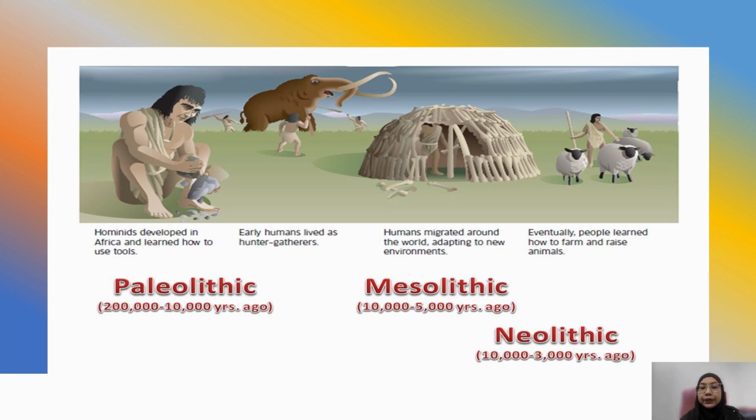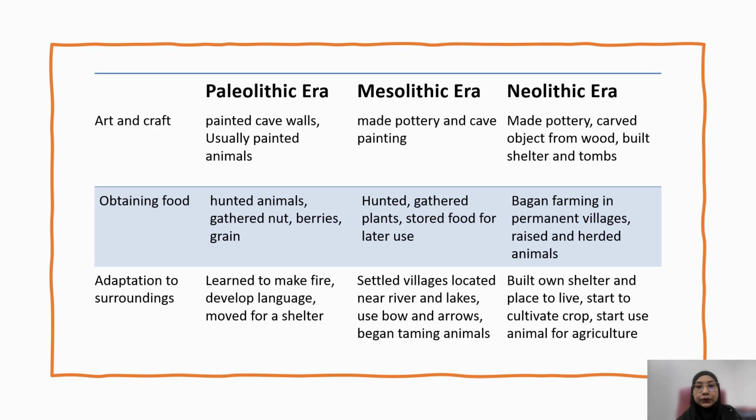And during the Neolithic, they start to rear animals. They hunted animals, and then they tried rearing them, and then they get food from the animals, meat. And also they use animals to help with activity in agriculture. So let's look at the different phases of the era.